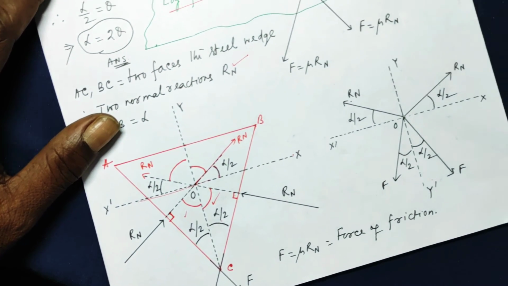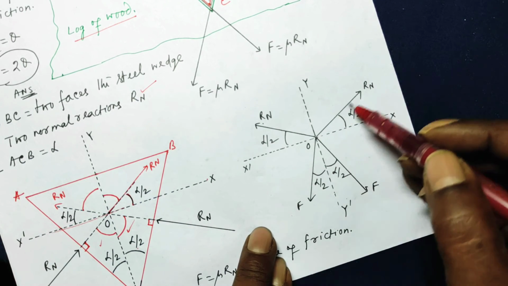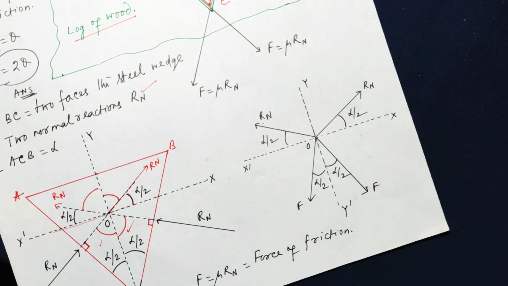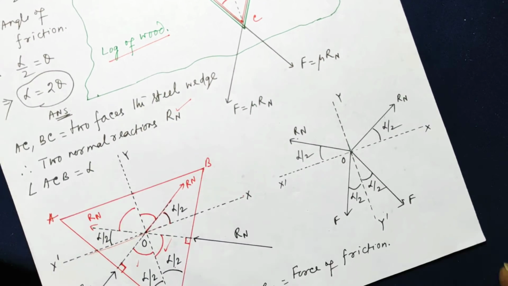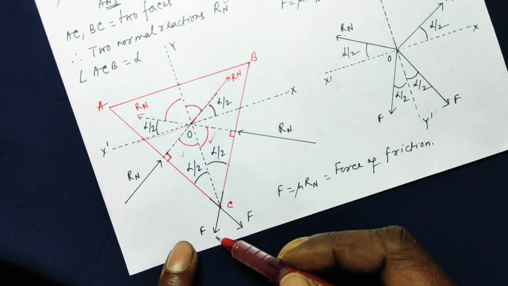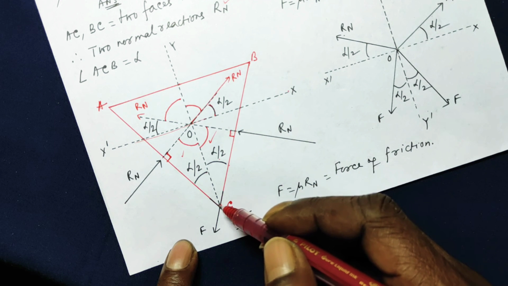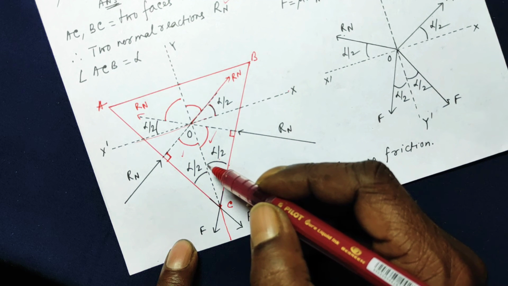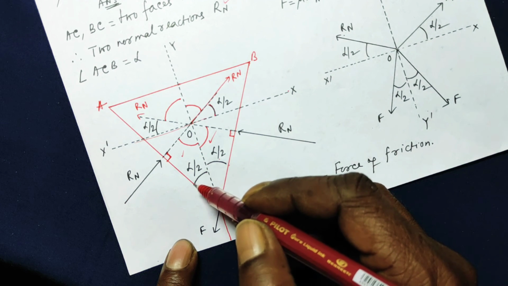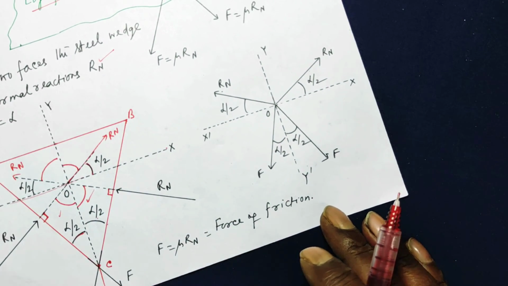So that is what I have done in the free body diagram. At the point O, this is Rn, normal reaction, Rn, alpha by 2, alpha by 2. And here, if you look at this force of friction on the side BC, if you extend this line, making angle alpha by 2 with vertical, this is also making alpha by 2 with the vertical. So I have shown it here in the free body diagram.